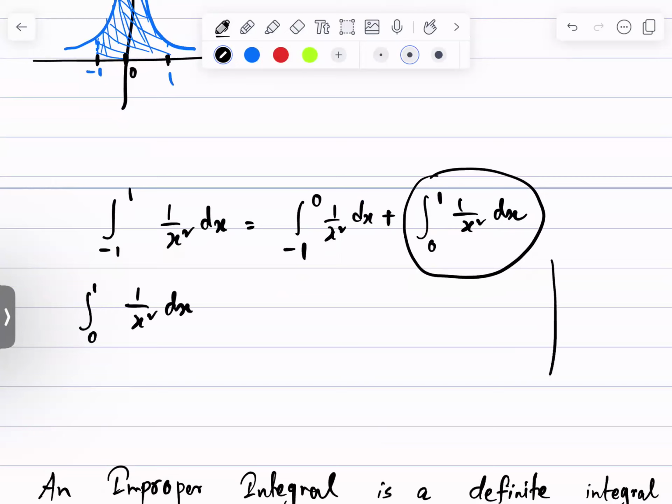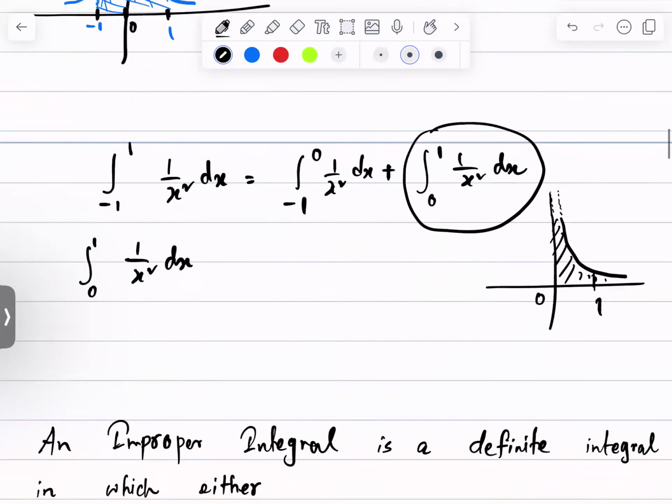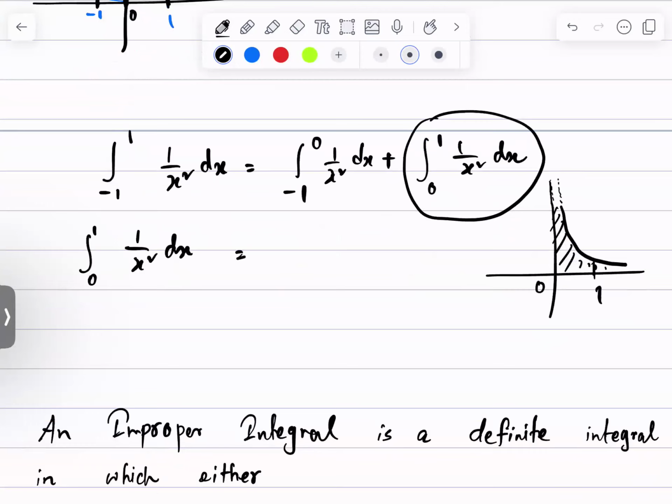0 to 1, 1 over x squared dx. So if I consider the graph, 0 to 1, I'm interested in the area of this region. And remember, this graph continues to grow towards y being positive infinity. So near 0, the function increases very rapidly. What I can do is I can assume this to be the integral from t to 1, limit t tends to 0 plus, of x to the minus 2 dx, right?